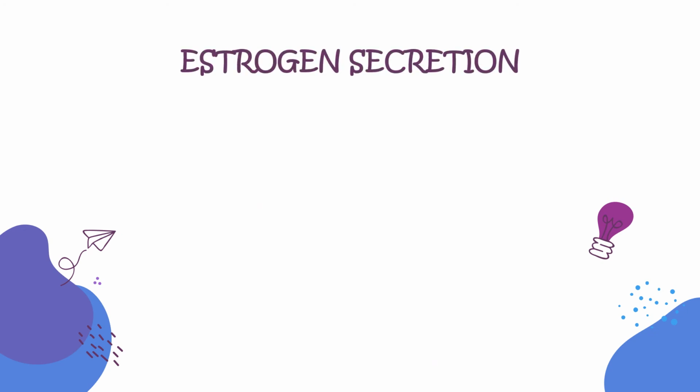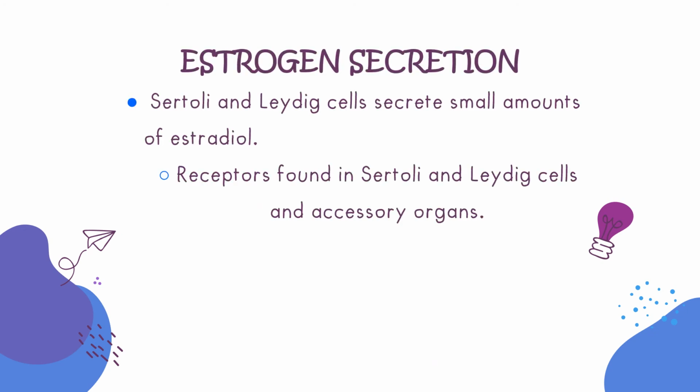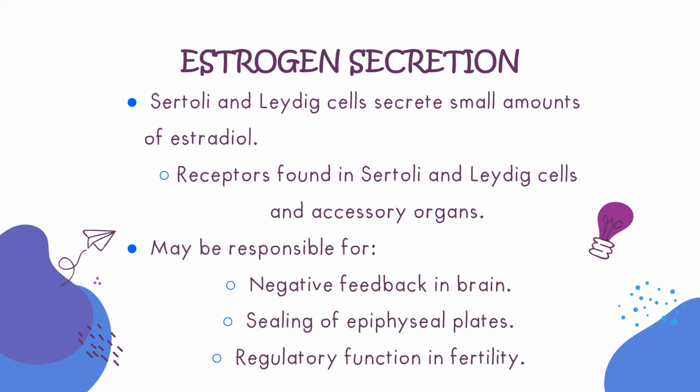Estrogen secretion. Sertoli cells and Leydig cells secrete a small amount of estradiol. So the receptor is found in the Sertoli cells and the Leydig cells, and also in other accessory organs. It may be responsible for the negative feedback in the brain, sealing of epiphyseal plates, and regulative function in fertility.